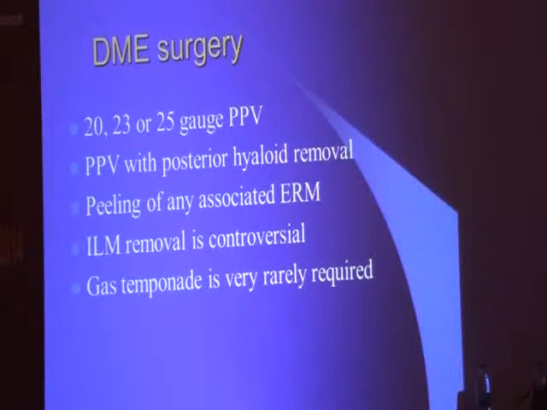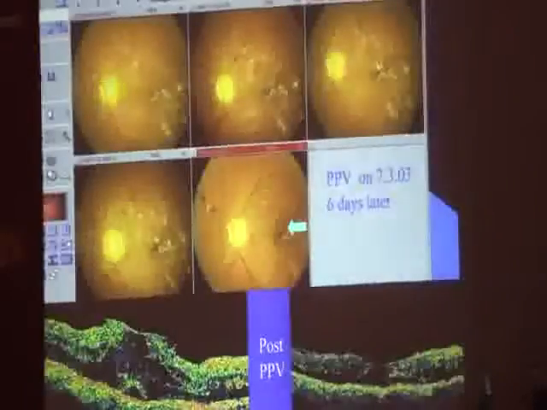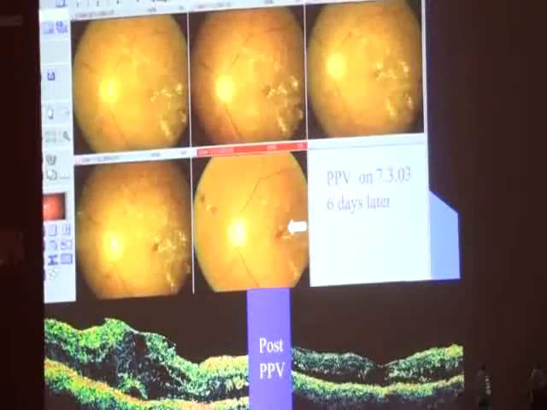So all like 20, 23, 25G, they are possible. And we do pars plana vitrectomy and try to remove the posterior hyaloid and peel any associated ERM. ILM removal, it's not like macular hole, where it is essential, it is very well established. Here it is really controversial. So you may require gas tamponade very rarely in these situations, even if you have removed the ILM.